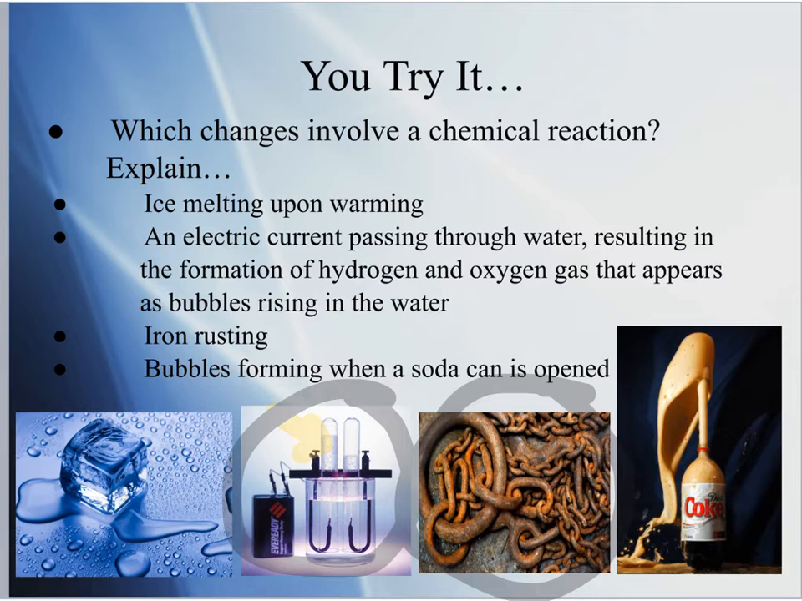And then the second one, the rusting of iron. Iron is reacting with oxygen in the air to make this new brittle orange substance that we call rust. And it has its own characteristics that are different than the iron and the oxygen that we started with.